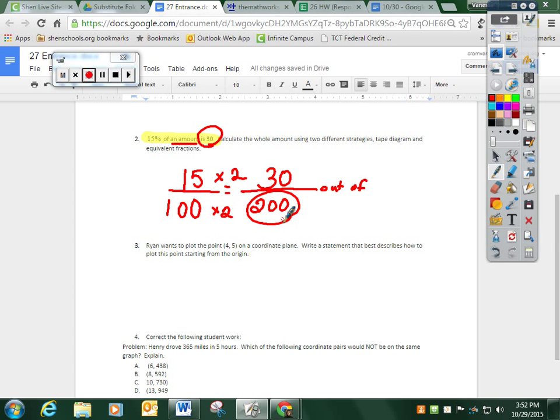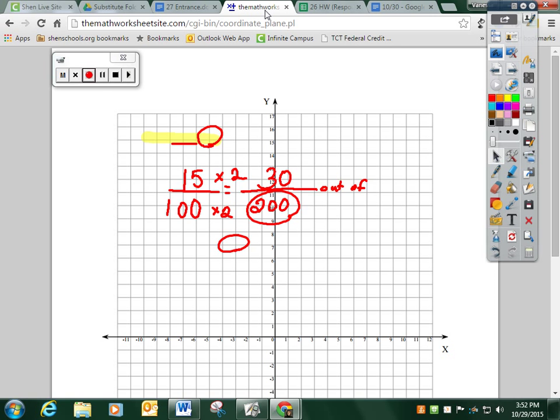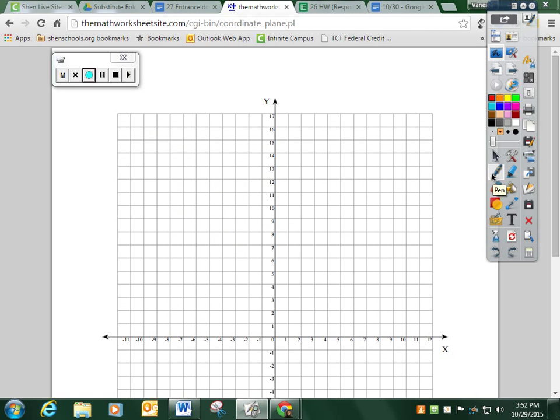Okay? Ryan wants to plot the point 4, 5 on the coordinate plane. Write a statement that best describes how to plot this point starting from the origin. Ooh, this is an old one, but a good one. So I'm going to go to this math worksheet. And I'm going to describe for you what to do. 0, 0 is the origin. Shouldn't put it that way. I just should point at it. The origin is right here.